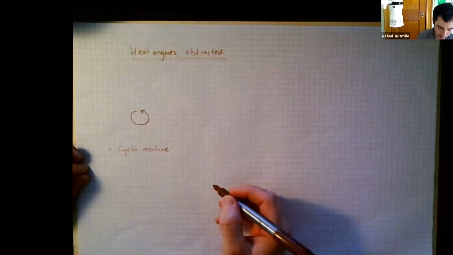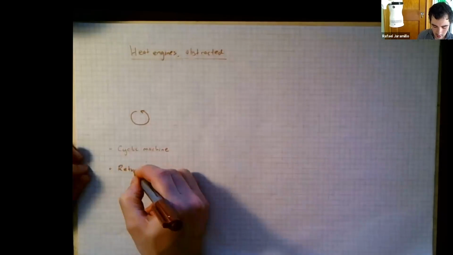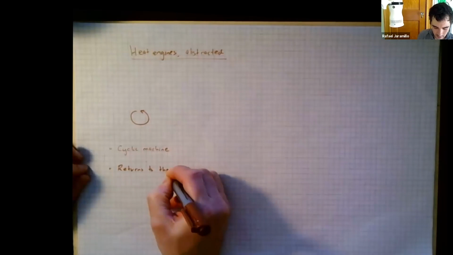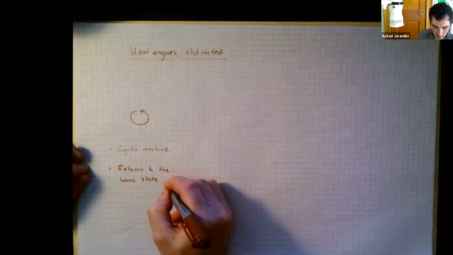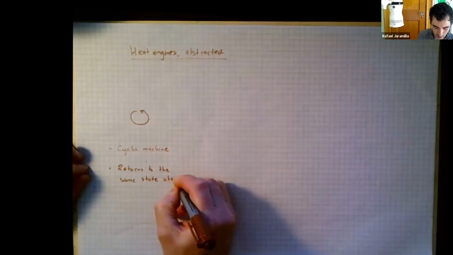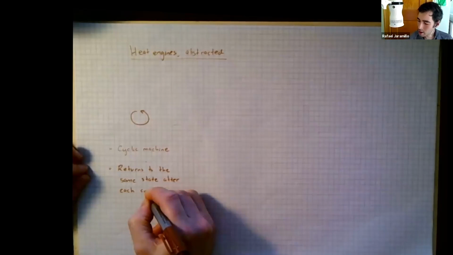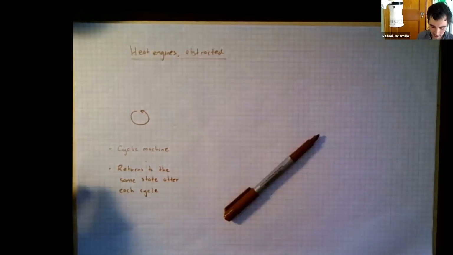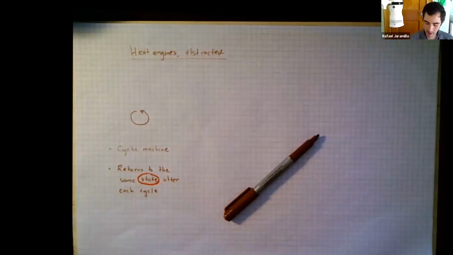Here's what it means to be a cyclic machine. It returns to the same state after each cycle. So already we have some thermal words there that we know, state. So there's state functions involved. And this machine returns to the same state after each cycle.